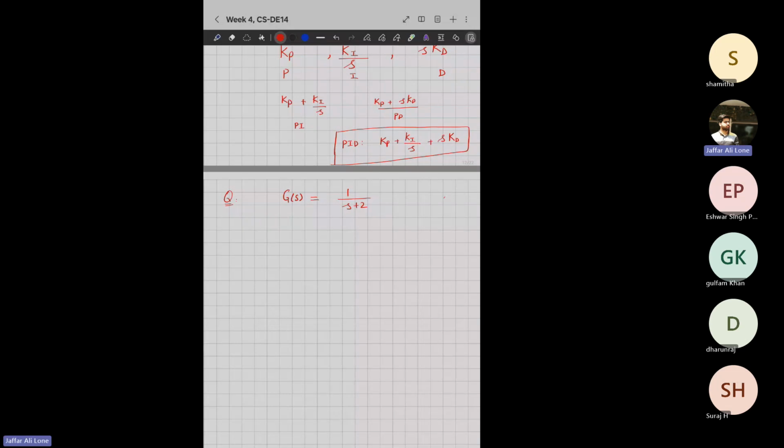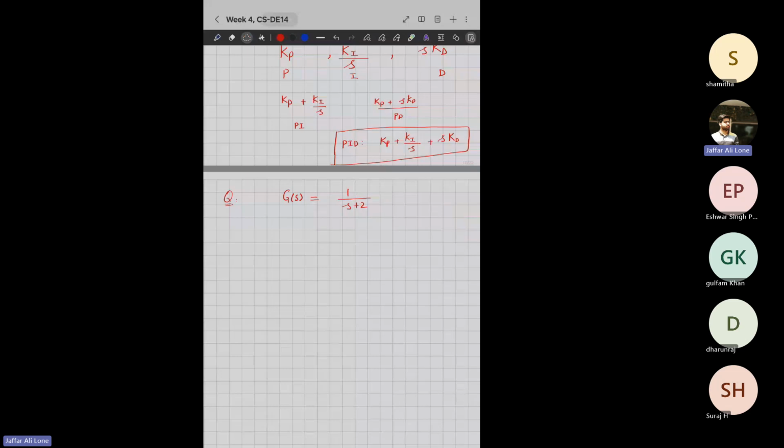See, when I write the closed loop transfer function, I write 1 plus G(s) into H(s). If my H(s) is 1, or if that is not the case, whatever is in the denominator, if you put that equal to 0, you get the characteristic equation. So whatever is the denominator, just equate that to 0. That's your characteristic equation.